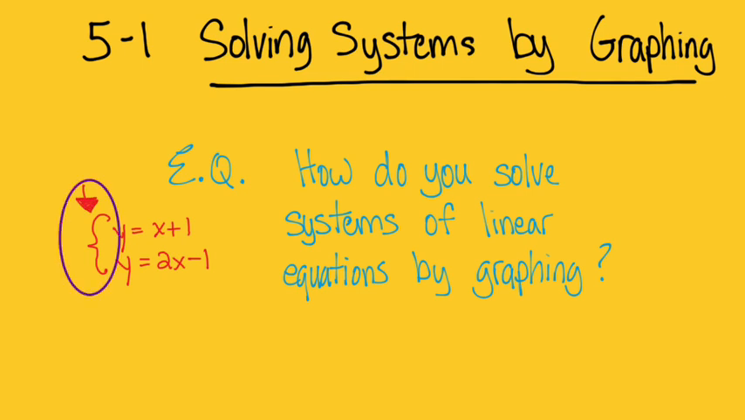So what is a system? A system is this little bracket that says two equations, like y equals x plus 1 and y equals 2x minus 1, have one shared solution. Yeah, one shared solution. What does that mean? That means that they have one common x and y solution. Let's take a look at how we would solve these.